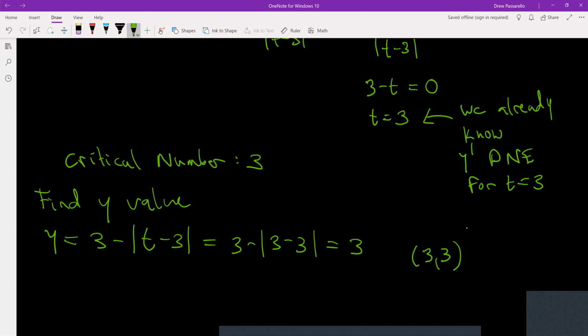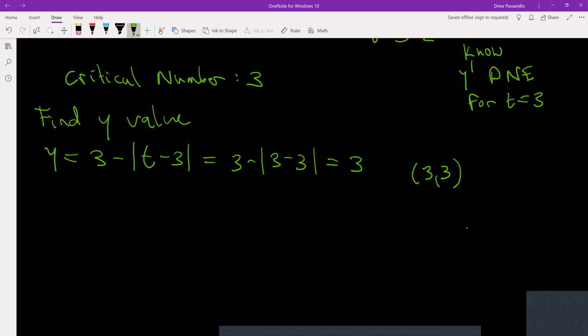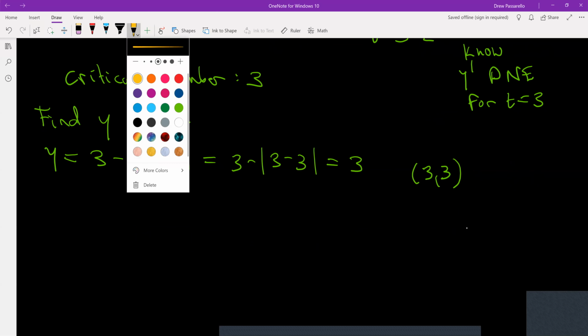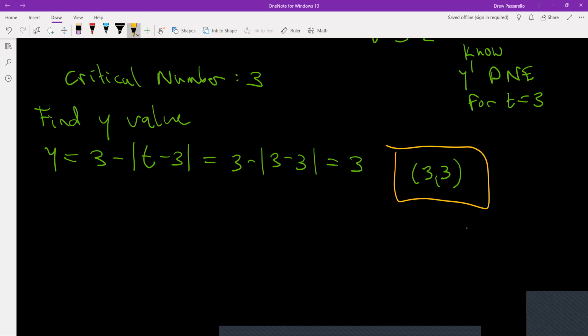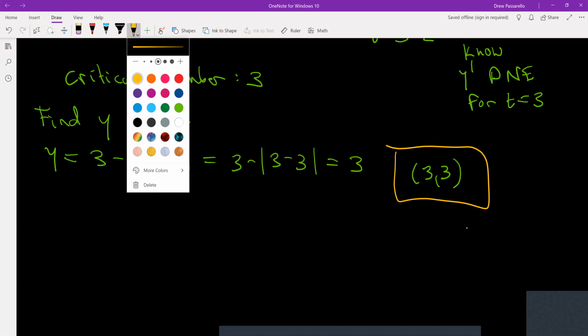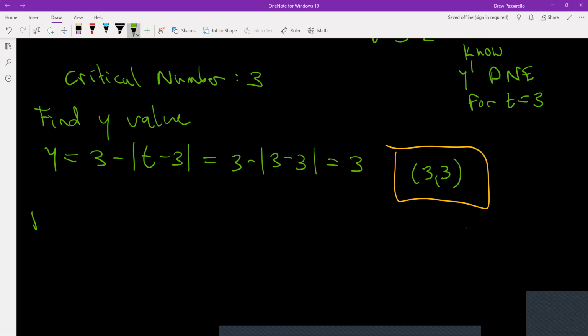Now I just need to check the endpoints. So 3, 3 is going to be some form of relative extrema. I'm just going to go ahead and box this since we're going to use this at the end for our comparison of the points. So now find the y values that go with the endpoints.